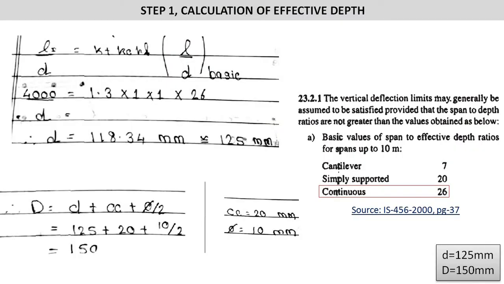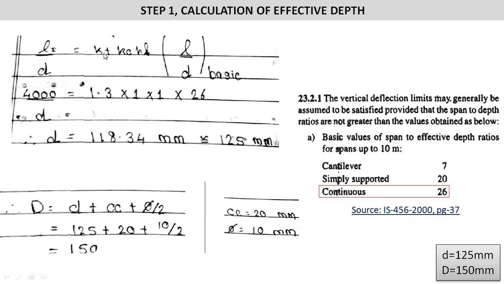So let us start with step 1. The initial step is the calculation of effective depth. To calculate the effective depth there is a formula: Lx upon d is equal to Kt Kc Kf into L by d basic. The value of L by d basic depends upon the type of slab, and in our case the slab is continuous. As per IS 456-2000 page number 37, clause number 23.2.1, we get the value of L by d basic, and as our slab is continuous we take it as 26. The values of Kc and Kf will remain 1 and 1.